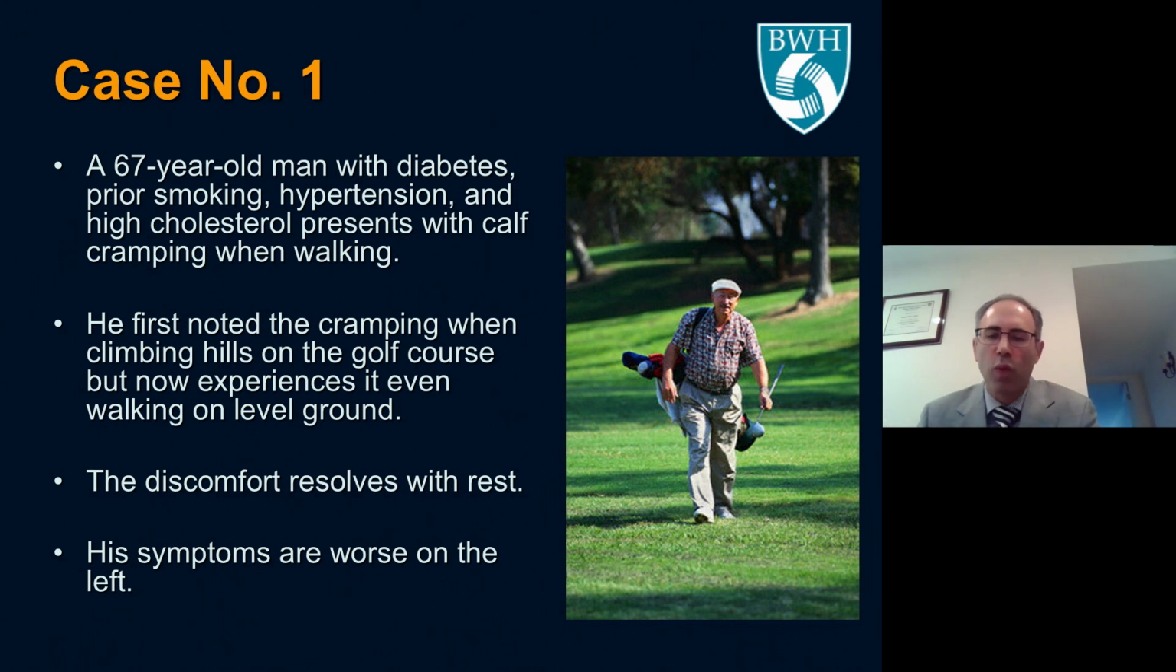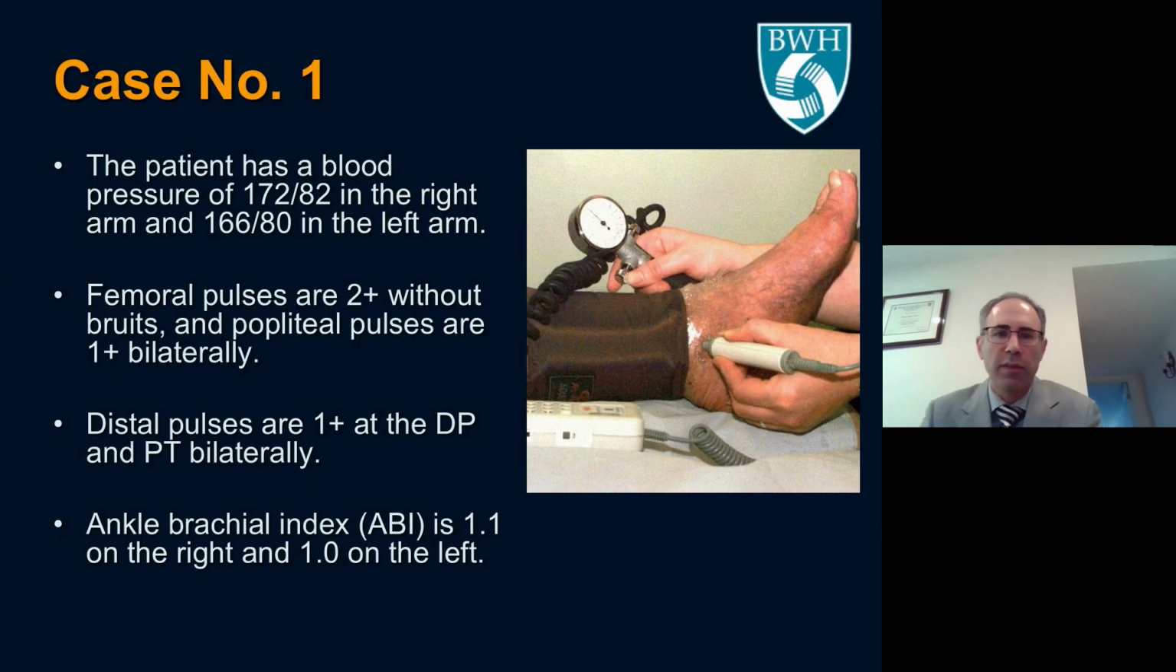His symptoms are worse on the left, but he does have some on the right. And we can see a picture of him there. So he comes in to see his provider. His provider does blood pressure in his arm and gets 172/82 in the right and 166/80 in the left. So he's got systemic arterial hypertension.